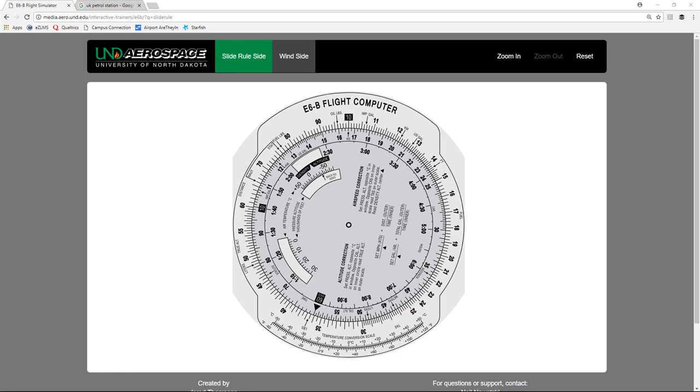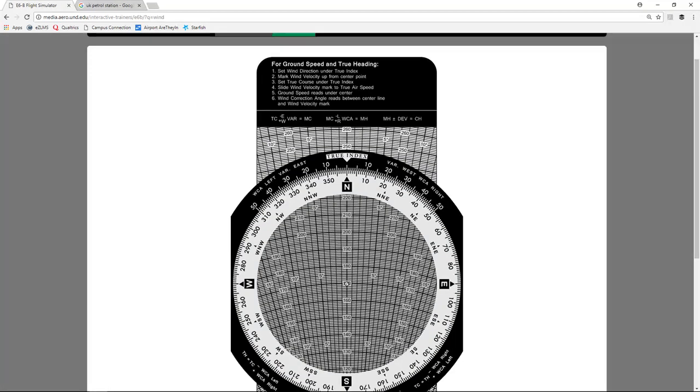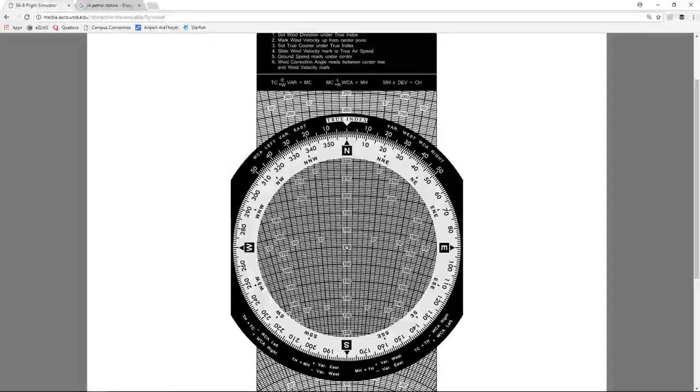So that pretty much wraps up the slide rule side, or the front side of the E6B. In the next video, I will show you how to use the wind side of the E6B to determine things like your wind correction angle based on the crosswind, as well as your ground speed based on the wind.